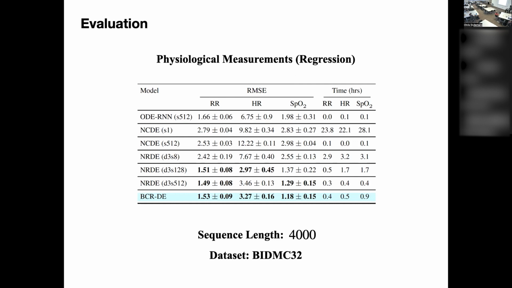You can see that BCRD, which is our proposed framework, works reasonably well compared to the rough differential equation model, which is one of the baseline models. And in many cases, it is orders of magnitude faster than the existing baselines.